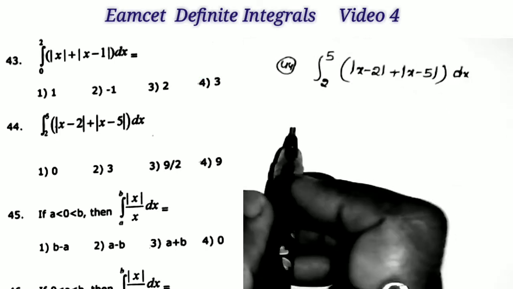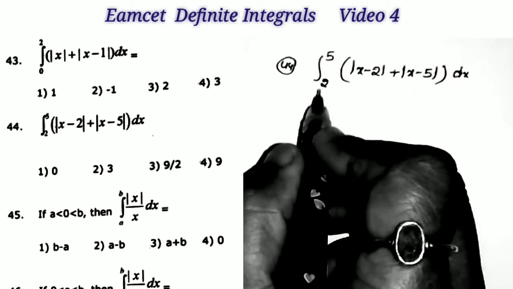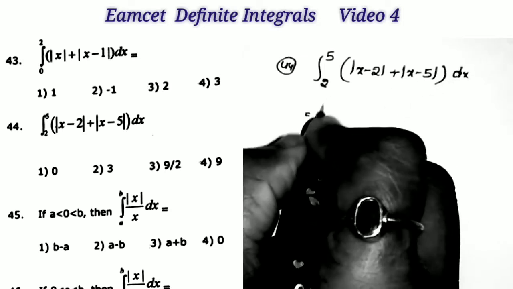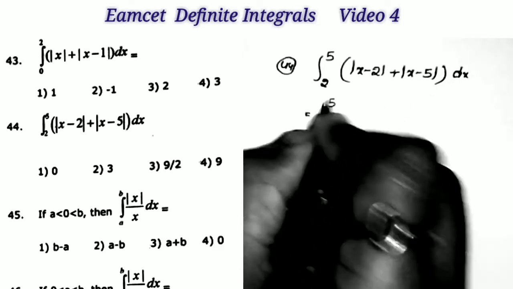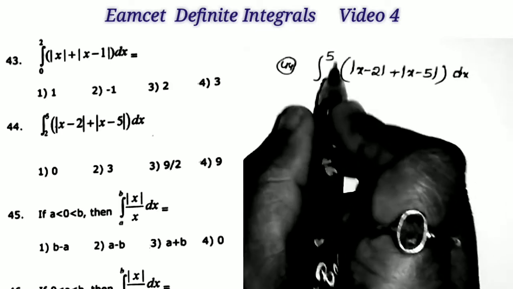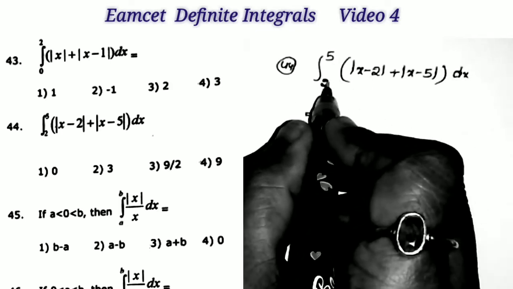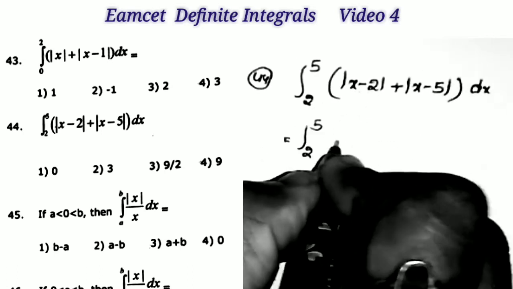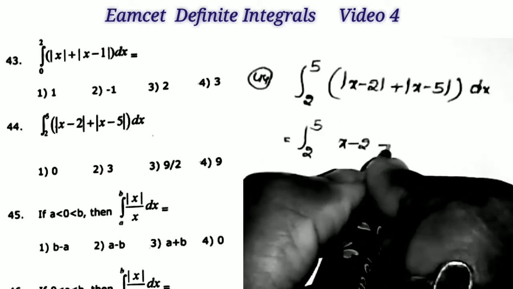Okay. Next question, sum number 44: integral 2 to 5 of mod x minus 2 plus mod x minus 5 into dx. Now this is equal to the integral 2 to 5. When we take any number between 2 and 5, what does it return? Suppose I take 3 here. 3 minus 2 is equal to plus 1, which means it returns the positive value x minus 2.